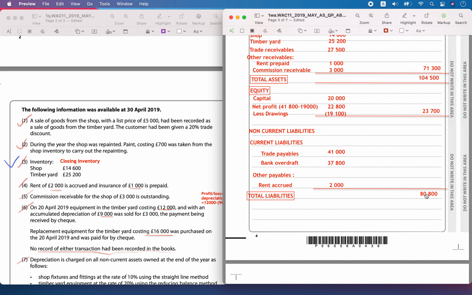Equity plus the total liabilities: let's add up these two, 23,700 plus 80,800, so that is going to be 104,500. So we can see that both have got balanced. The total assets must be equal to total equity plus liabilities.